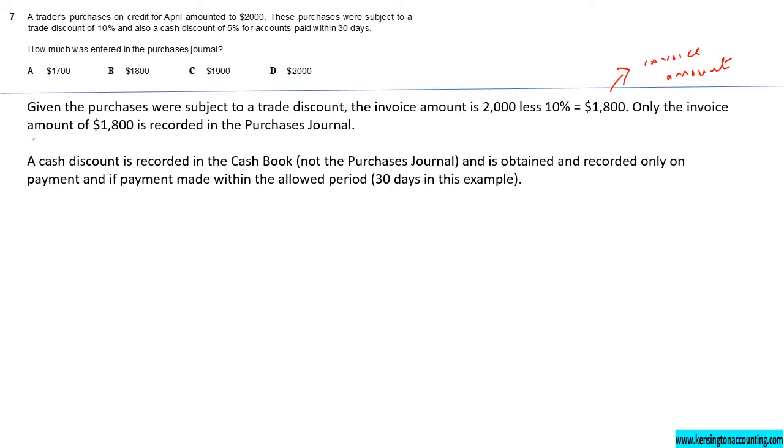Okay, and only an invoice amount is recorded in the purchase journal. Cash discount is never recorded in the purchase journal. Cash discount is recorded in the cash book, and only on the date of the payment. And again, the cash discount is given to the customer if the customer pays within the allowed period. That is only on the date of payment and only if paid within the allowed period. And cash discount is never entered in the purchase journal. Therefore, the correct answer is B.